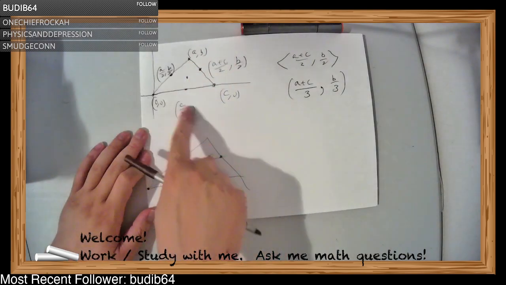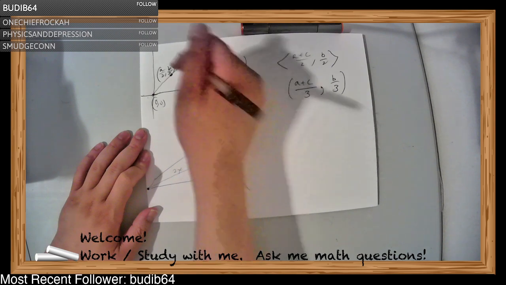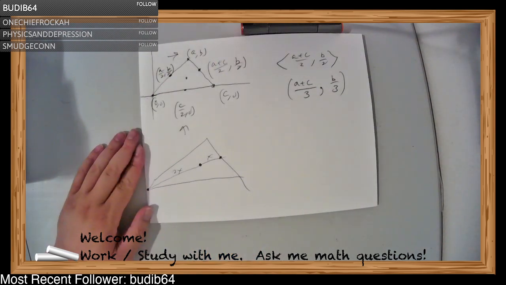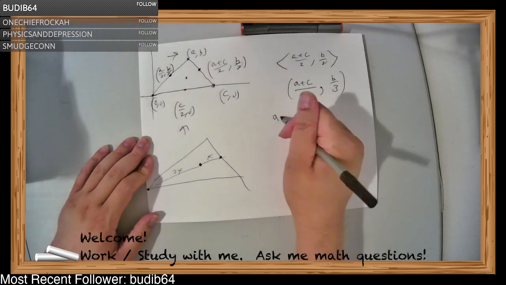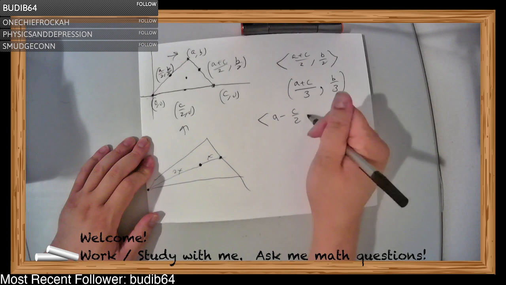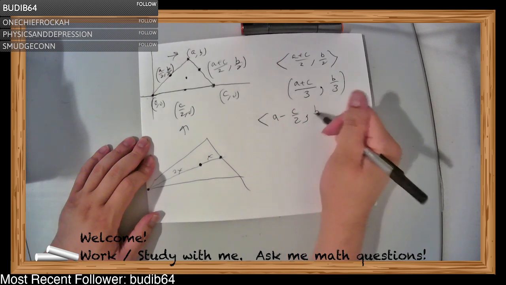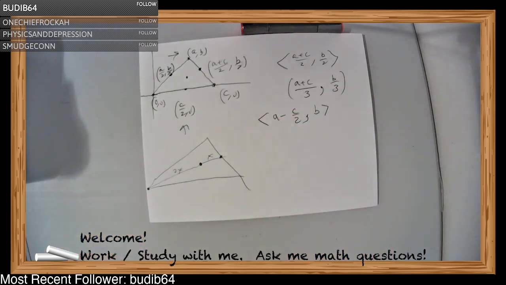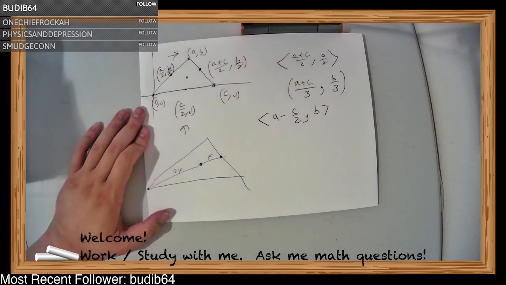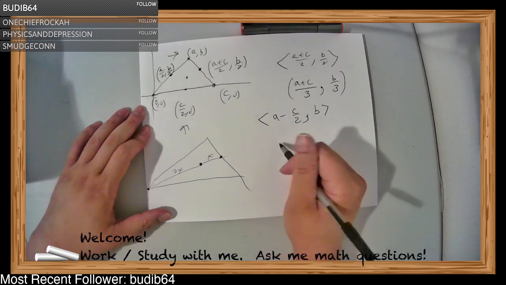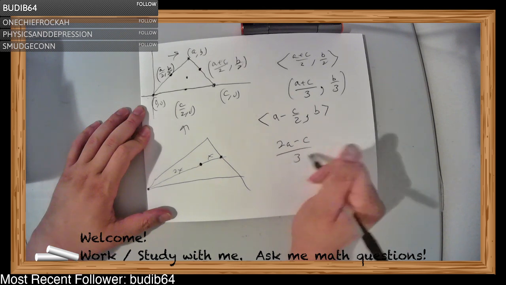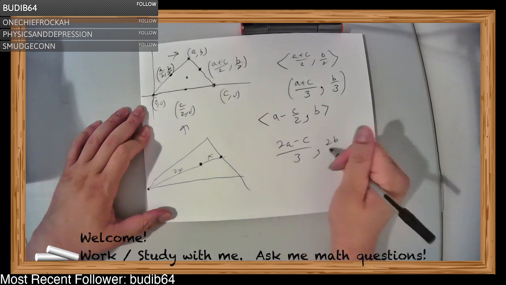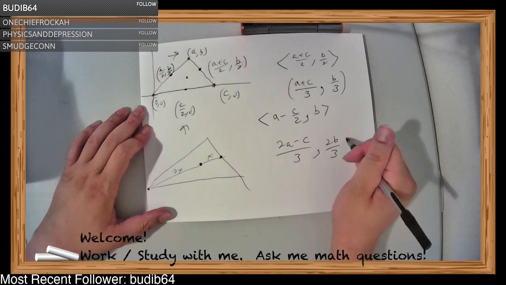So now we're going to get the vector from this point to this point. That's going to be a minus c over 2, b. So a minus c over 2, b is the vector. We want 2/3 of it, 2/3 of the length. So this will be (2a minus c) divided by 3, 2b divided by 3. Oh, that's already not good. Oh, actually, maybe not.